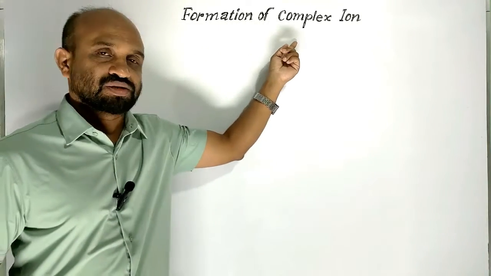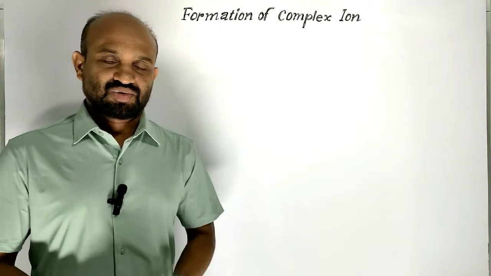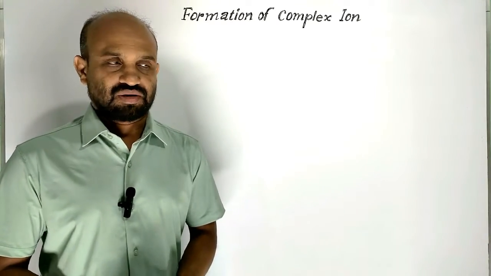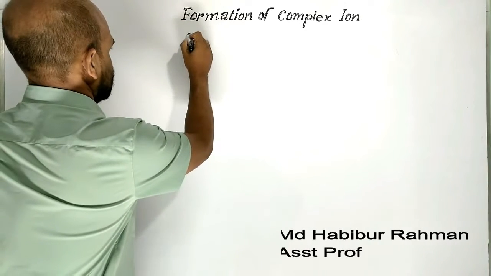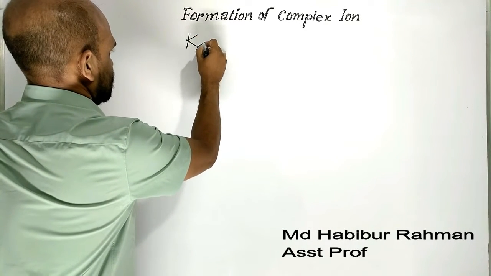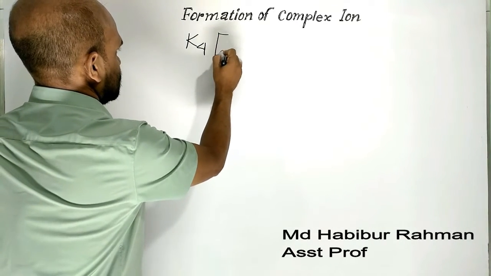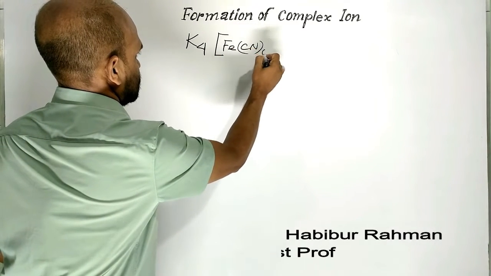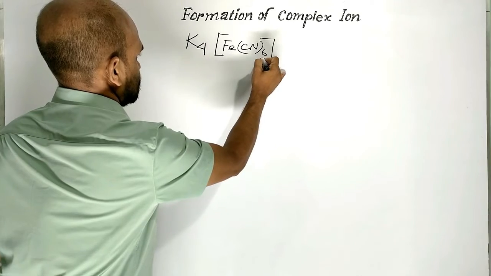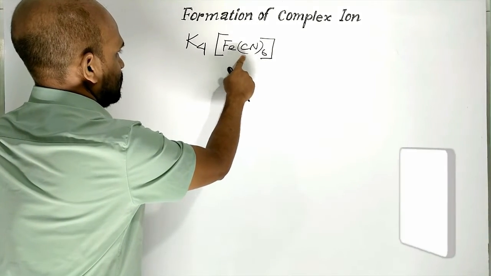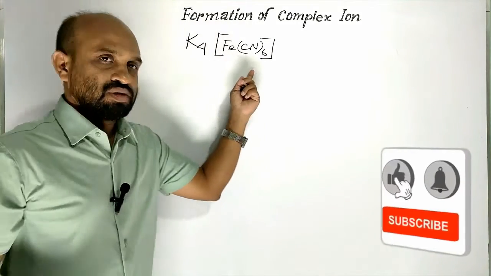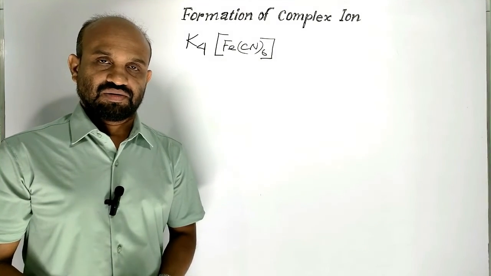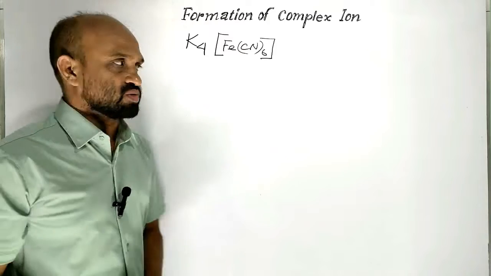Formation of complex ion. This is today's lesson. Let us see a compound with complex ion. Potassium hexacyanoferrate 2. This is potassium salt of complex ion. Let us write the name of the compound.